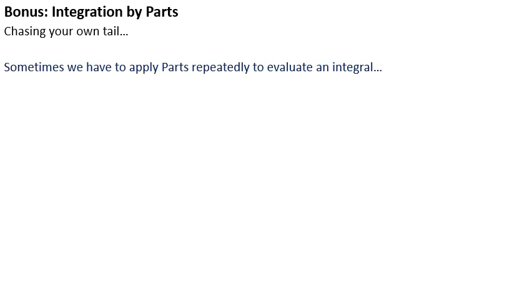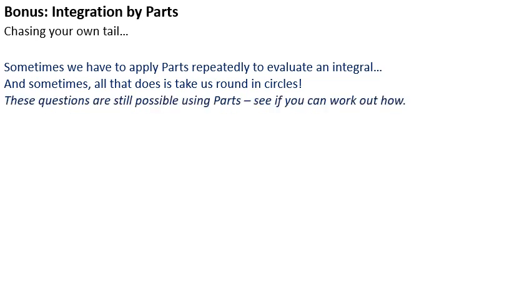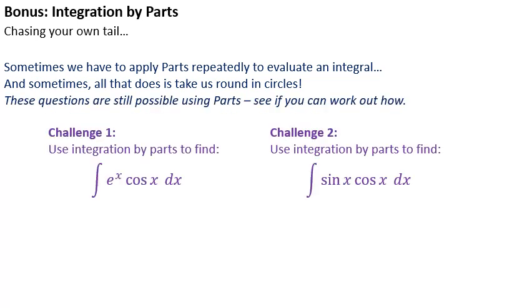So occasionally we apply parts more than once to evaluate an integral, but in some cases all that happens is you go round in circles. These two challenge questions are two such problems. You can think about what will happen if you pick one of these things to integrate and one to differentiate, but because of the type of functions we're dealing with, we don't reduce down from x squared to x to a constant. E to the x just keeps going back to e to the x whether you're integrating or differentiating. Sine and cos just oscillate back and forth between cos and sine, minus cos, minus sine.